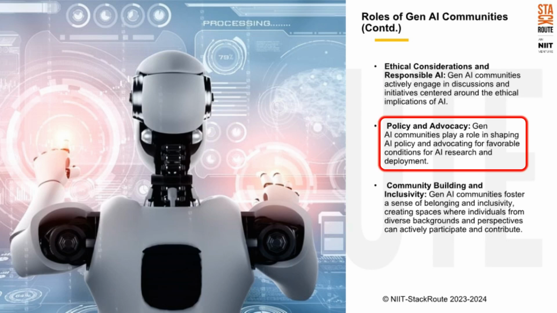Next comes policy and advocacy. GenAI communities play a role in shaping AI policy and advocating for favorable conditions for AI research and deployment. By offering their expertise and insights, they contribute to policy discussions related to AI governance, regulation, and the societal impact of AI technologies. Through public engagement, they raise awareness and foster informed discourse on AI-related issues, aiming to create a favorable environment that maximizes the benefits and minimizes potential risks.